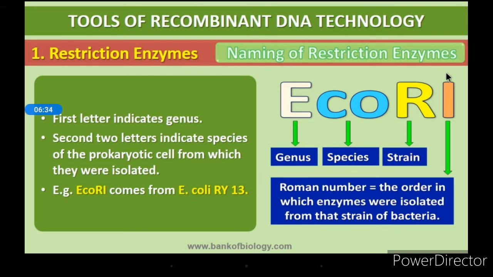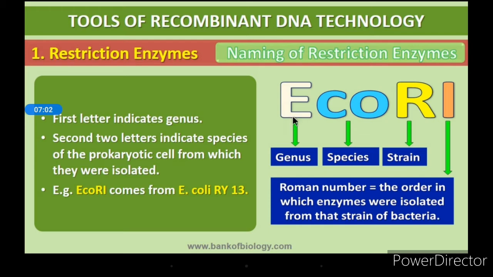And the naming pattern of restriction enzymes. We already learned about binomial nomenclature in our lower classes, right? Scientific naming follows certain criteria. Here, in the case of restriction enzymes also, that is EcoR1, the name is represented like this. So how is it being named? What is the naming pattern here?